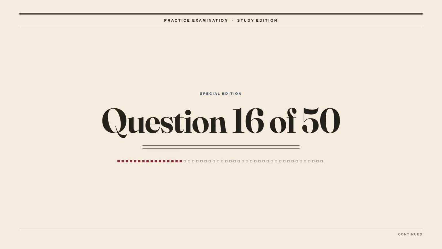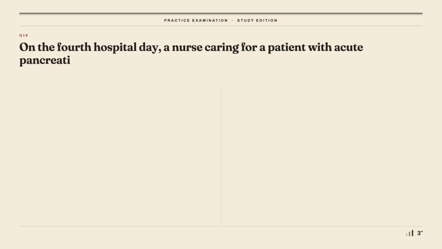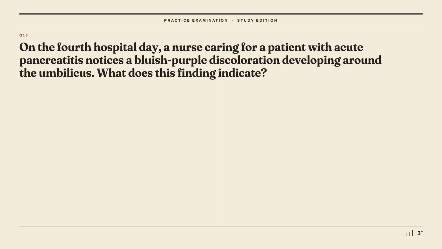Question 16. On the 4th hospital day, a nurse caring for a patient with acute pancreatitis notices a bluish-purple discoloration developing around the umbilicus. What does this finding indicate?